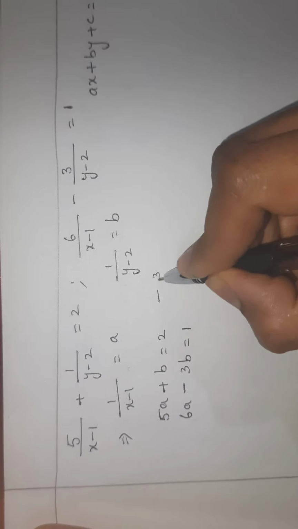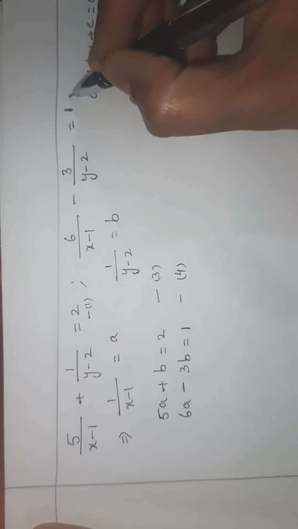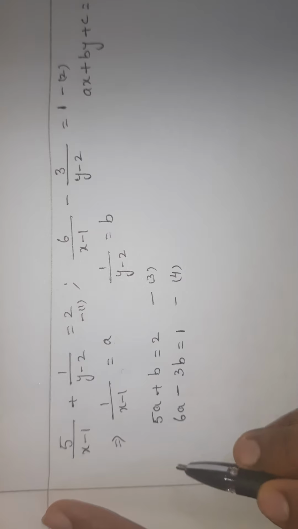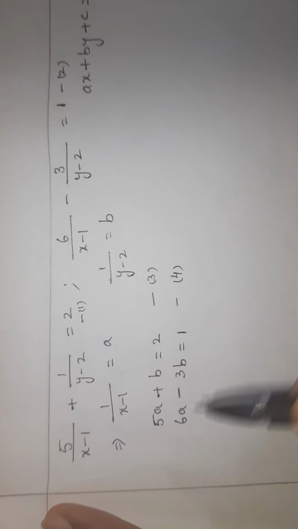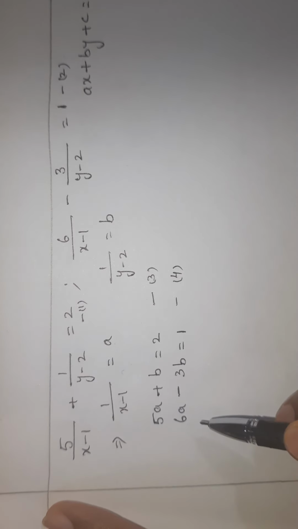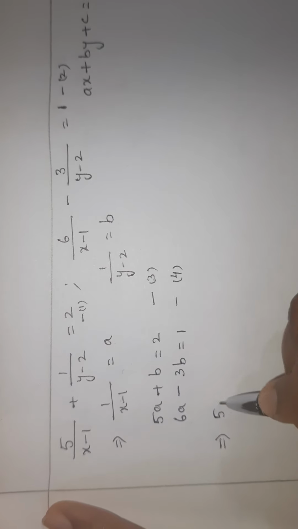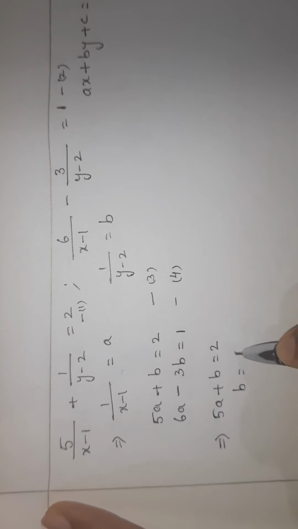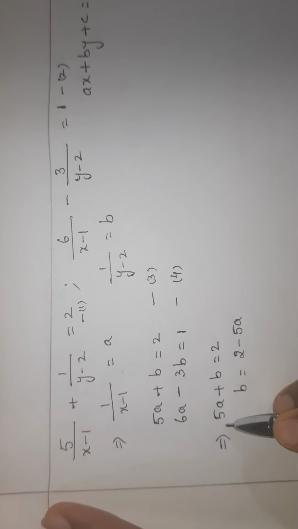Then assume this as 3 and this as 4, and these as 1 and 2. Now either using the elimination method or the substitution method we can find the solutions. So here we will go for the substitution method. If you take the third equation, you will get the b value. So what is the third equation? 5a plus b is equal to 2. Therefore b is equal to 2 minus 5a. So here 5a is plus, after transposing it becomes minus 5a.